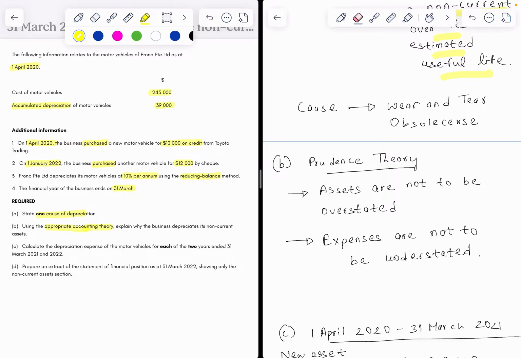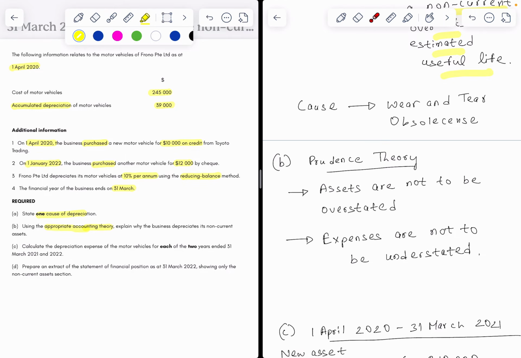All right. So the two main points from the entire definition of prudence theory is with regards to the assets and expenses when we are talking about depreciation. So assets are not to be overstated and expenses are not to be understated. Why? Because when the business uses the non-current asset, which in this case is the motor vehicle, for helping the business fulfill its objective by increasing more revenue, what happens is that we know the asset loses its value, right? And that value which is lost over time is stored in the expense account, which is known as the depreciation expense.